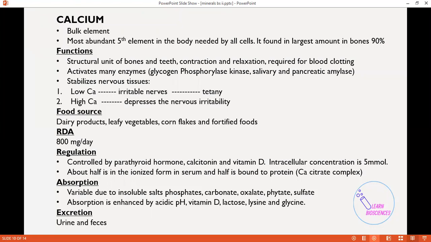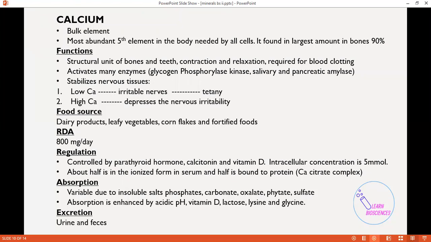Stabilizes nervous tissue. Like the low calcium, irritable nerves, and it causes tetany. Tetany is associated with low calcium in the extracellular area. It increases the permeability of your neurons, so it excites more. High calcium depresses the nervous irritability.